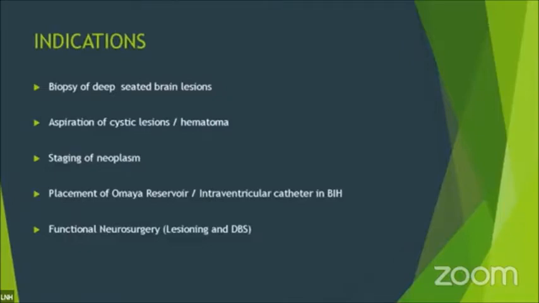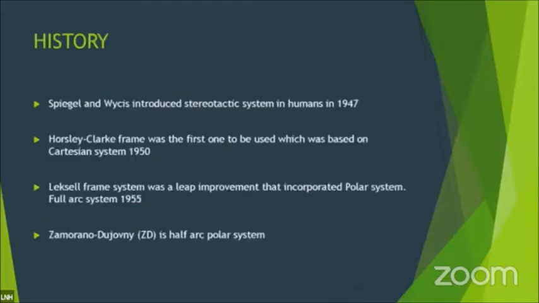including lesioning and DBS. A little bit from the history: stereotactic biopsy was first introduced by Spiegel and Wycis in human beings around 1947. They developed the Horsley-Clarke frame, the first one to be used, which was based on the Cartesian system. It was introduced around 1950. Leksell then brought a revolution and incorporated the polar system, and their full arc frame system was first used around 1955. Since then, multiple advancements have been made, and now we have half arc frame systems.